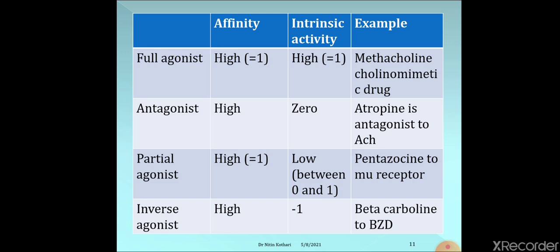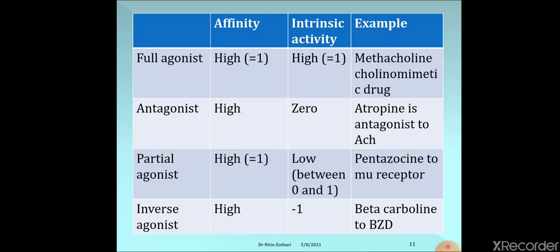For example, atropine is an antagonist to acetylcholine. That means acetylcholine is the agonist. When acetylcholine binds to its receptor, the intrinsic activity is fullest. But atropine is an antagonist to acetylcholine. When it binds to the acetylcholine receptor, it can bind because affinity is high, but this binding cannot trigger the pharmacological response. So their intrinsic activity is 0.